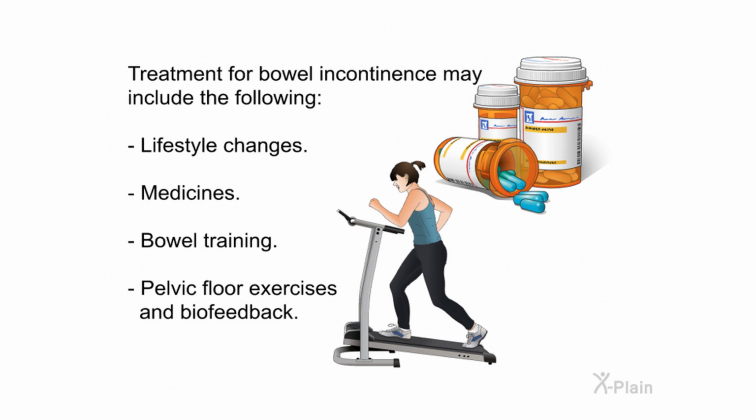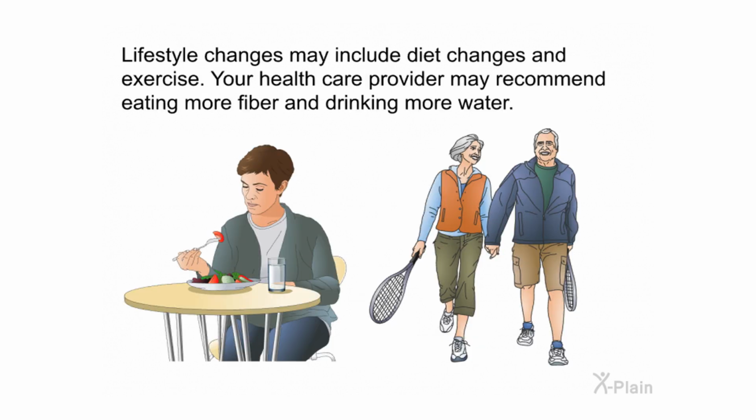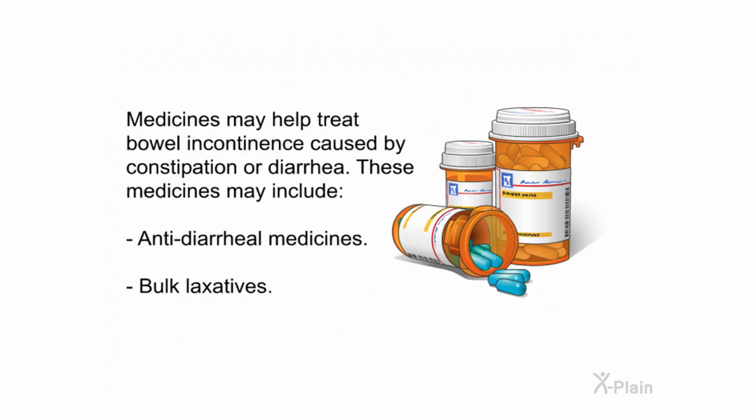Treatment. Treatment for bowel incontinence may include the following: lifestyle changes, medicines, bowel training, pelvic floor exercises, and biofeedback. Lifestyle changes may include diet changes and exercise. Your healthcare provider may recommend eating more fiber and drinking more water. Medicines may help treat bowel incontinence caused by constipation or diarrhea. These medicines may include anti-diarrheal medicines, bulk laxatives.